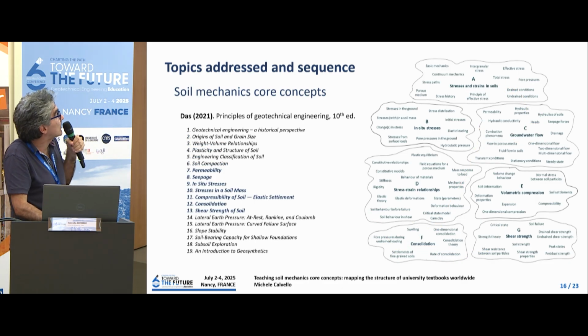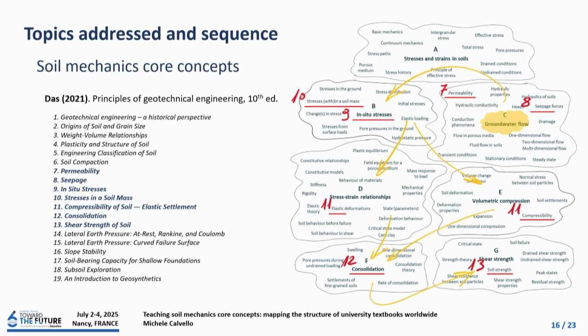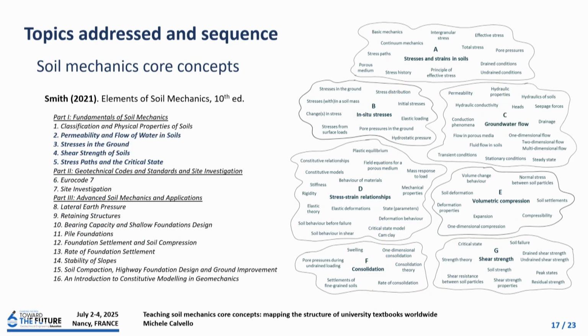If I go to DAS, more chapters and a different flowgram, or however you want to call it, starting from the same position, that is groundwater flow. If I go to the Elements of Soil Mechanics, 10th edition by Smith, same starting point and different ways of moving by means of a relatively small number of chapters.